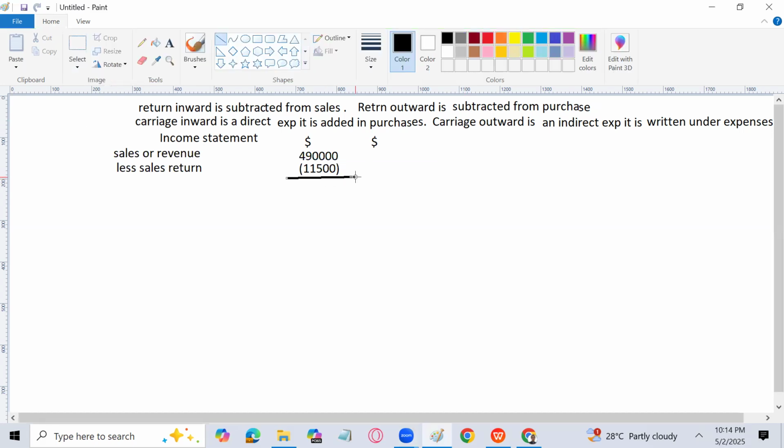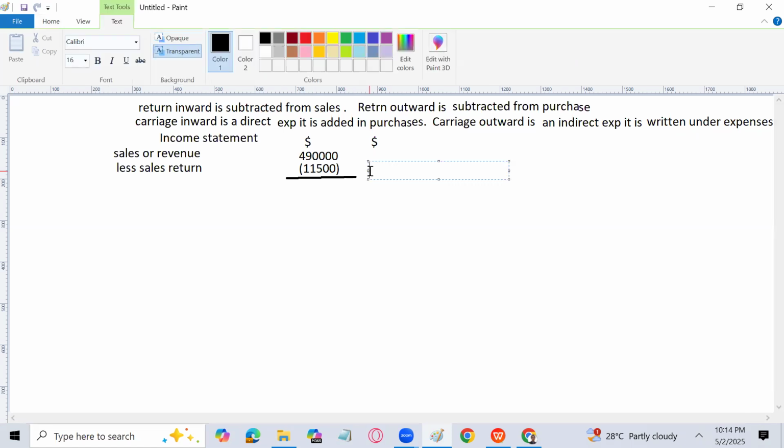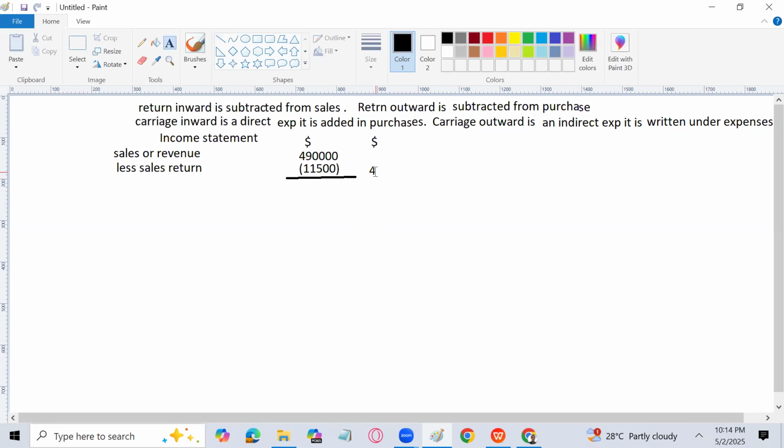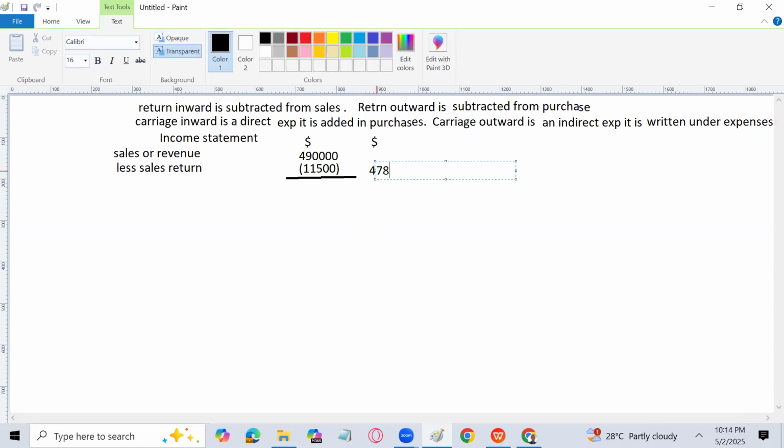So I will write here this much. 4,90,000 minus 11,500. So that is going to be 478,500, which I am going to write in the outer column because that is the amount of net sales I am having. So that is 478,500. That is the net sales.